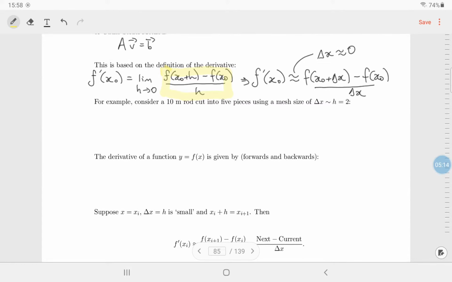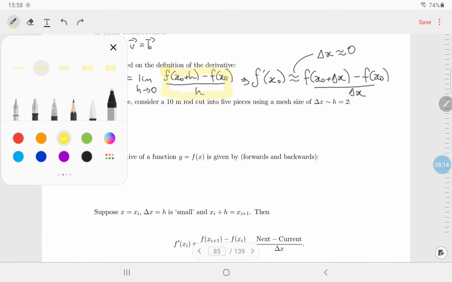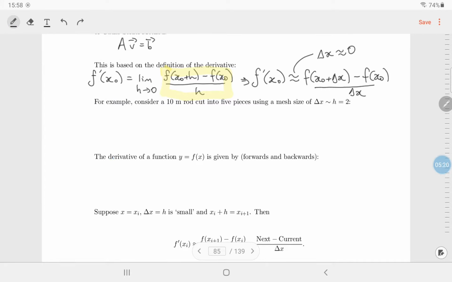Consider a 10-meter rod cut into 5 pieces. Here we're often going to talk about fairly large step sizes, but in practice you'll have much smaller step sizes. Probably not in the programs that we look at, but in theory you would know how to do it. Say this is x equal to 0 meters and this is x equal to 10 meters, and chop it up into 5 pieces.